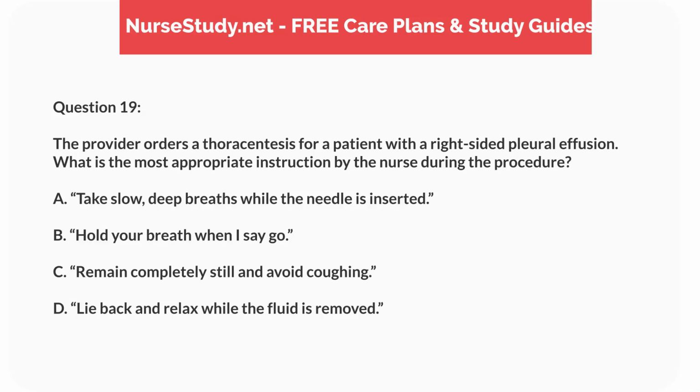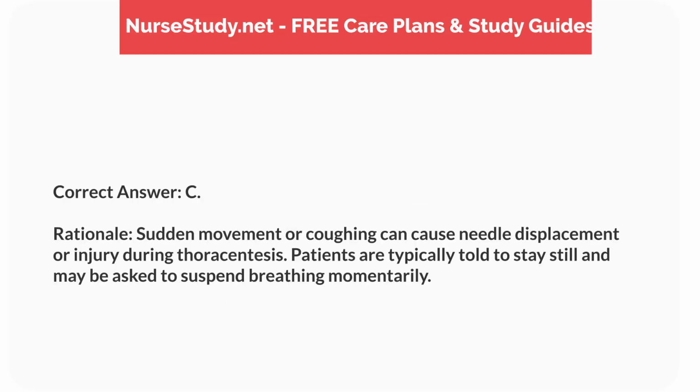Question 19. The provider orders a thoracentesis for a patient with a right-sided pleural effusion. What is the most appropriate instruction by the nurse during the procedure? A. Take slow, deep breaths while the needle is inserted. B. Hold your breath when I say go. C. Remain completely still and avoid coughing. D. Lie back and relax while the fluid is removed. Correct answer, C. Rationale: sudden movement or coughing can cause needle displacement or injury during thoracentesis. Patients are typically told to stay still and may be asked to suspend breathing momentarily.